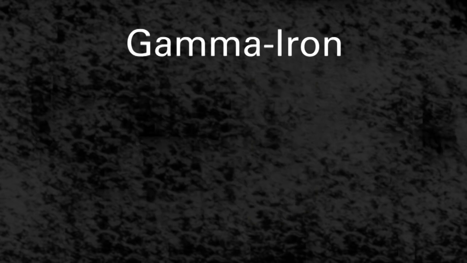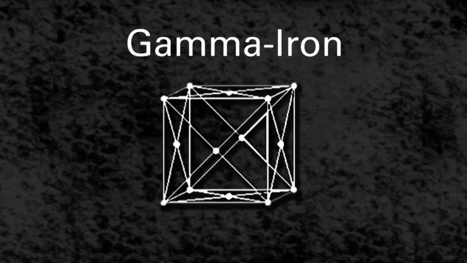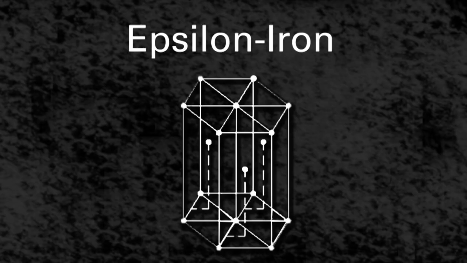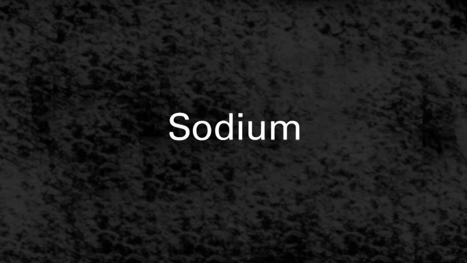Another allotrope of iron has a face-centered cubic structure. In this structure, there is an iron atom at each face of the cube. At very high pressures, another allotrope of iron is formed with a hexagonal close-packed structure. Some other metals that exhibit allotropy include lithium, sodium, calcium, and titanium.